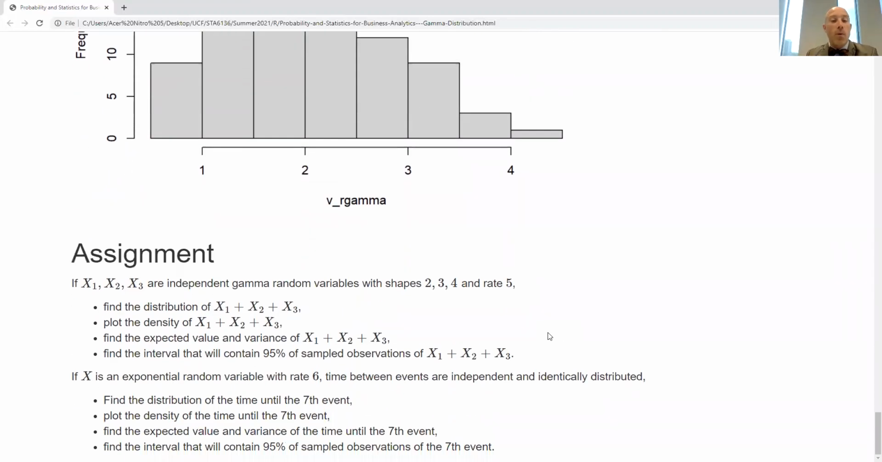All right, so now for an assignment, I want you to compute some things about the sum of independent gamma random variables with the same rate but different shapes. And I want you to apply this to the 7th event for independent, identically distributed exponential random variables. That's all I've got for you. Take care and goodbye.